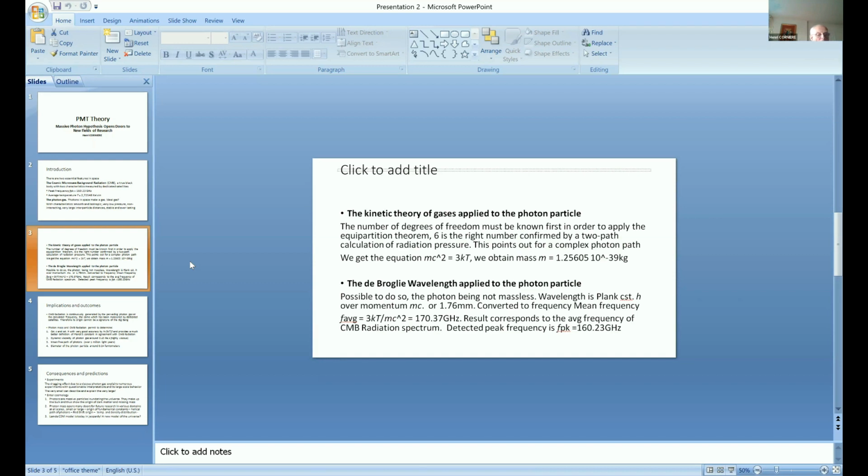We can try to make a count where 6 degrees of freedom could be the right number, not 2. It is quite important to know the number of degrees of freedom, and like that we can determine the mass of the photon.